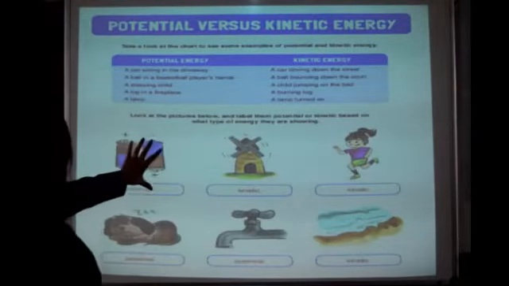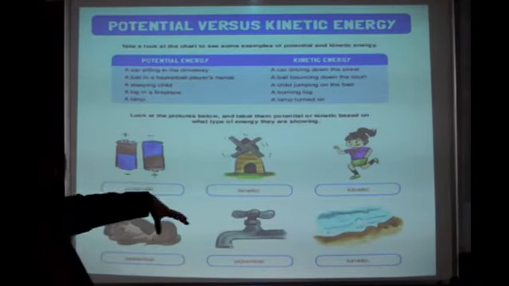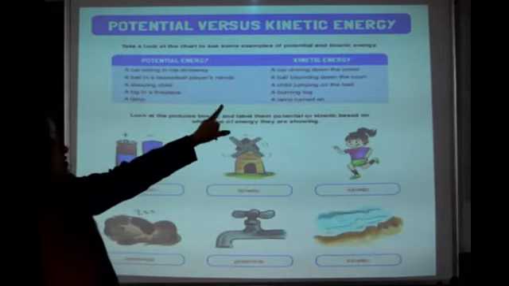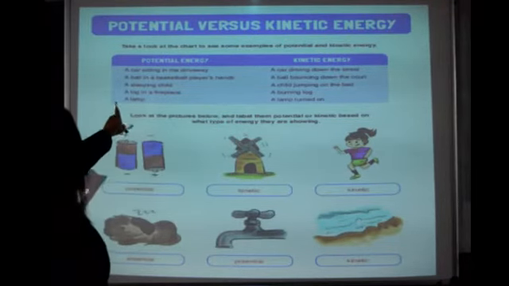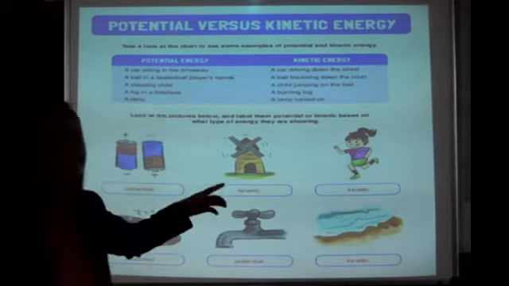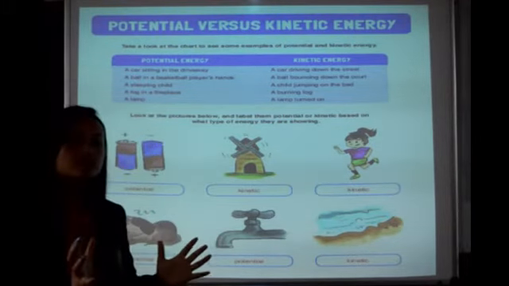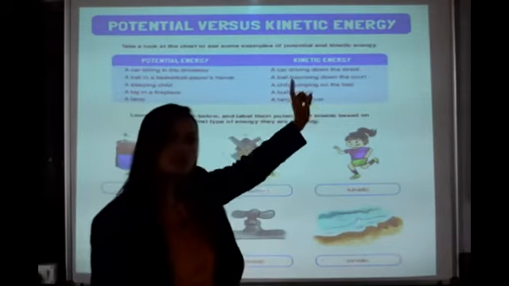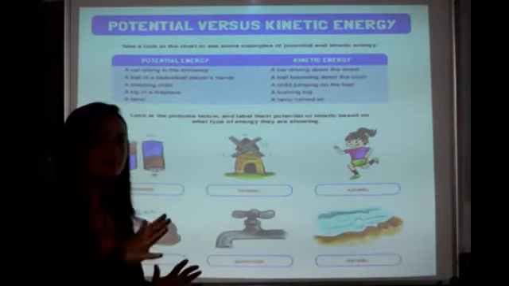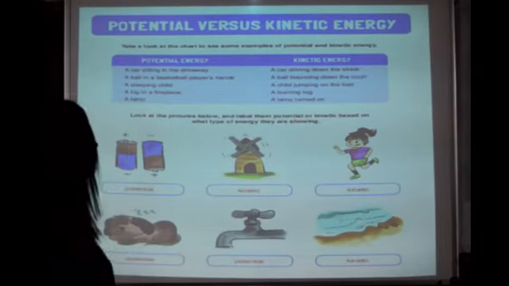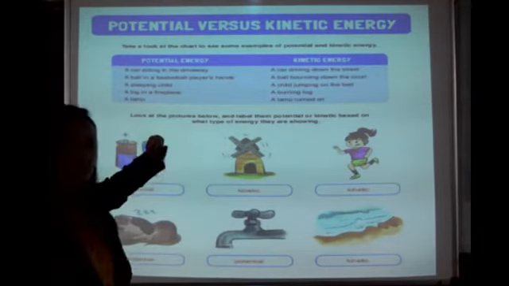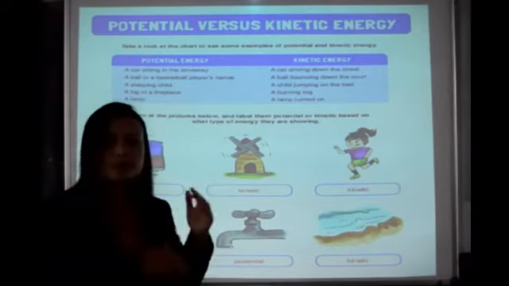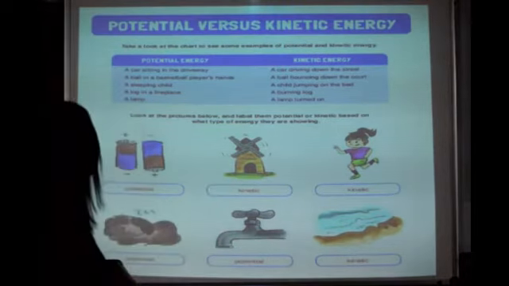Now some of the examples of potential as well as kinetic. Potential, a car sitting in the driveway. Kinetic, a car driving down the street. Potential, a ball in a basketball player's hand. That means just holding it. Okay, he hasn't bounced it. A ball bouncing down the court. That means when you bounce the ball, which energy does it have? Kinetic energy. A sleeping child has potential energy, and the child, when jumping up in the bed, has kinetic energy.